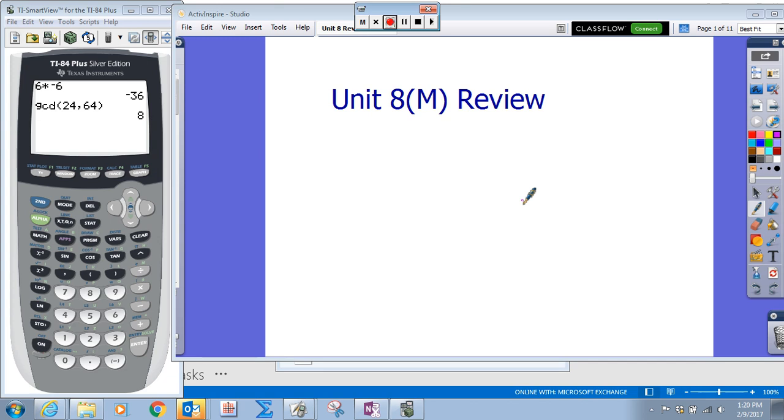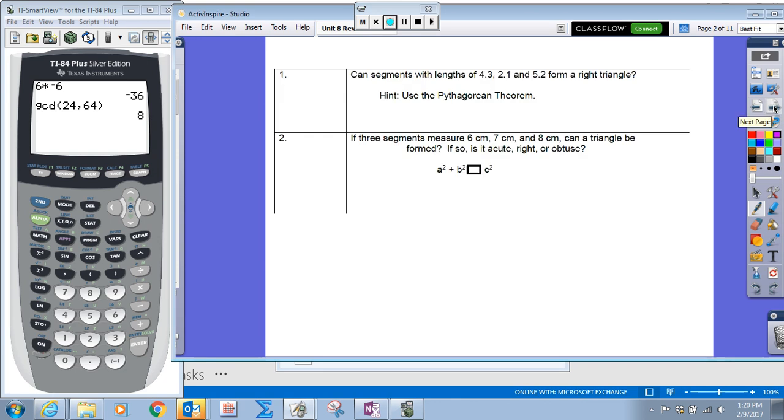Okay, this is the Unit 8 review, and you will need a calculator and a formula chart while you're doing this review. Okay, the first one says, can segments with the lengths of 4.3, 2.1, and 5.2 form a right triangle? Hint, use the Pythagorean theorem.